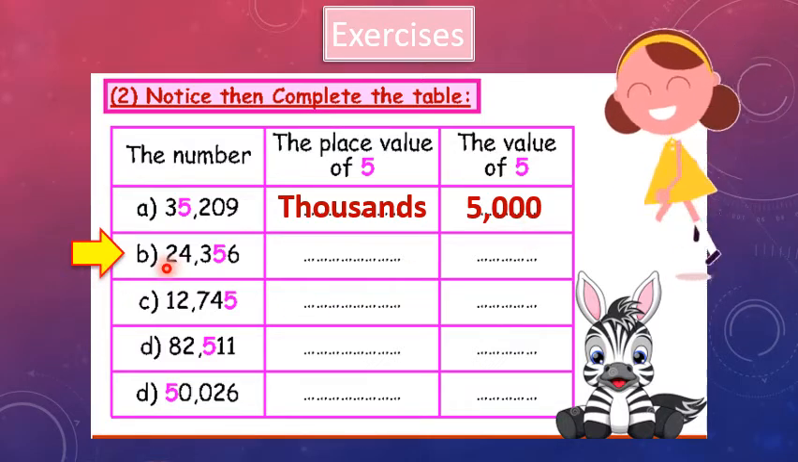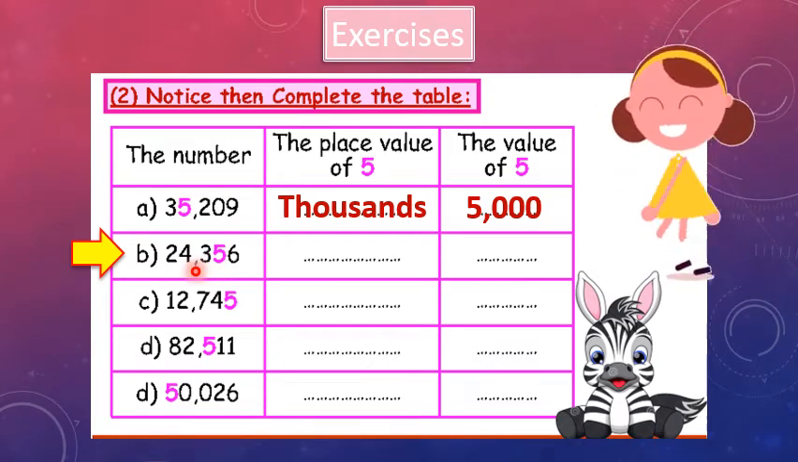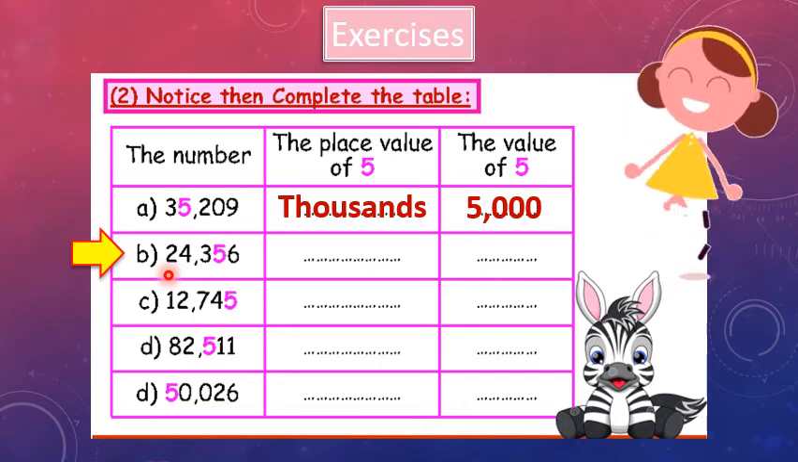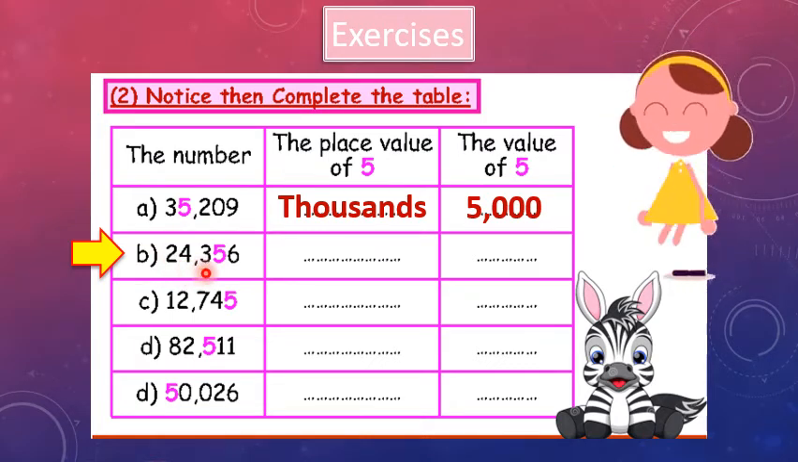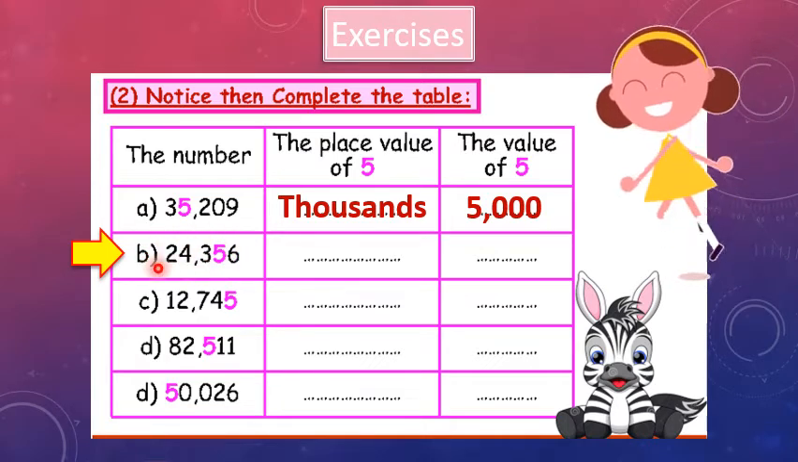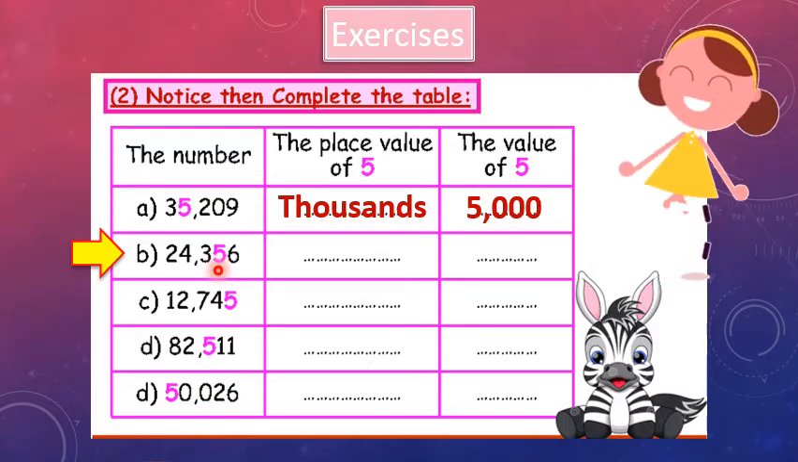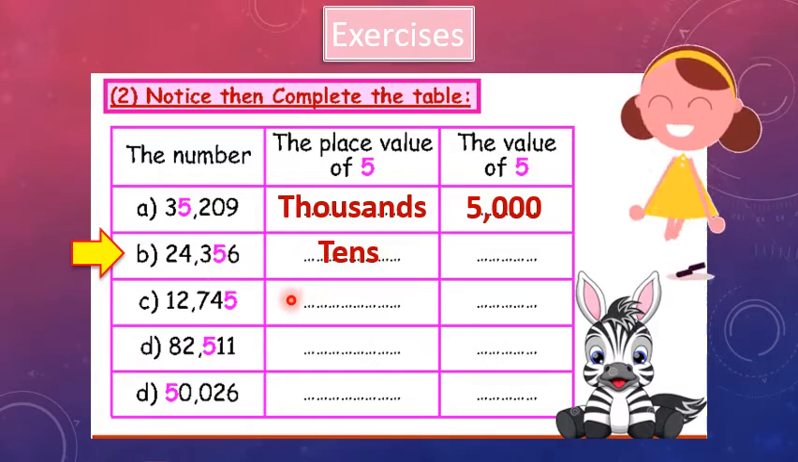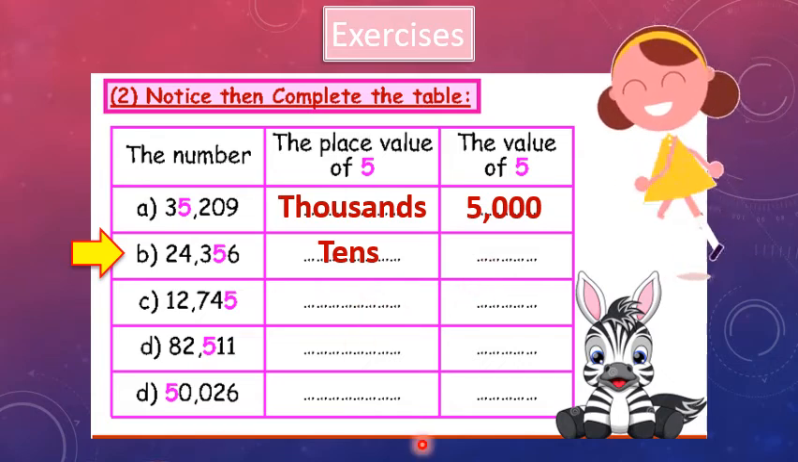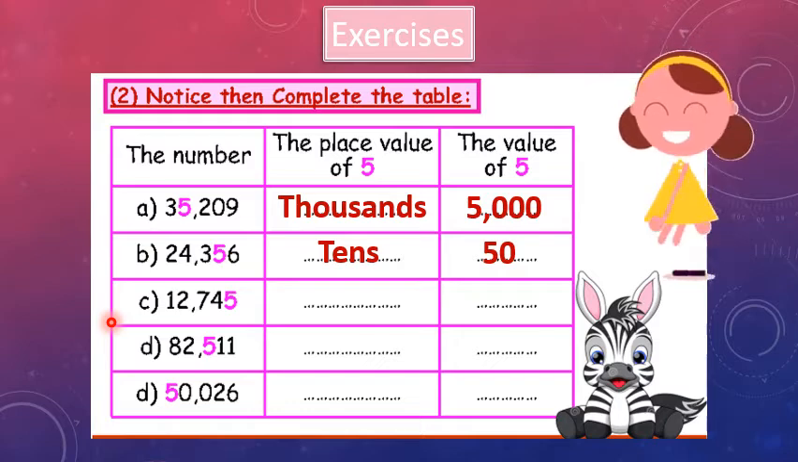Here we have ones, tens, hundreds, and put our comma, which is called a thousand. Then read the number to the left of this comma. Then it's called 24,356. Search for 5 in this number. It will be, yes, here in the tens place. Then write right here, tens. And its value will have 1 zero only. It will be 50. Let's go.